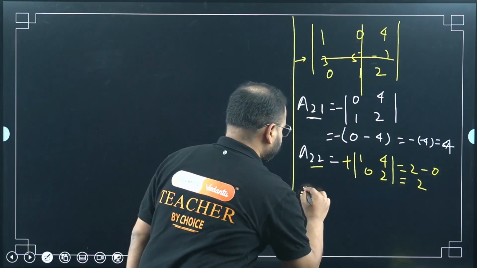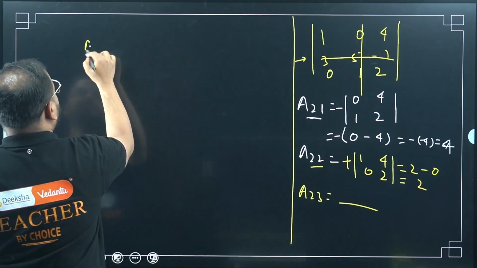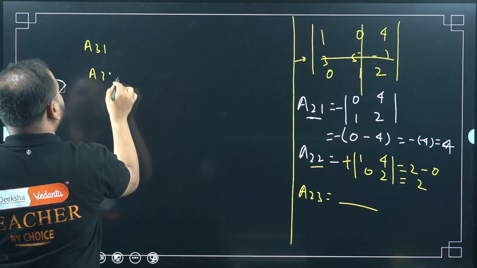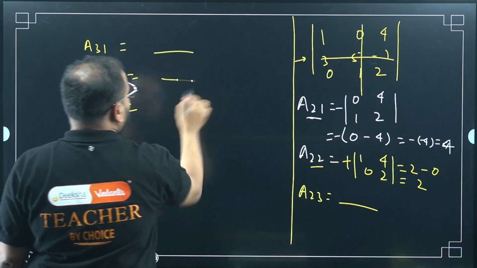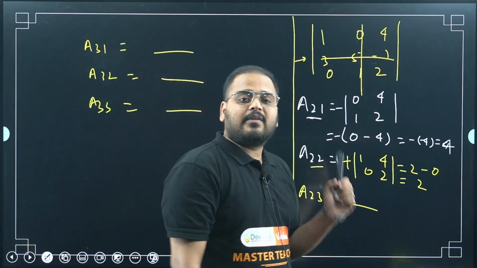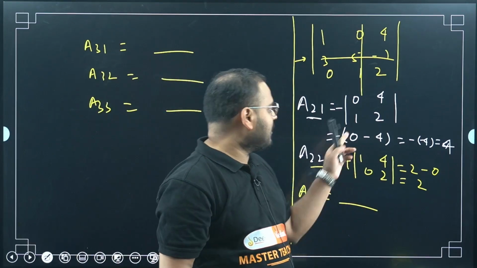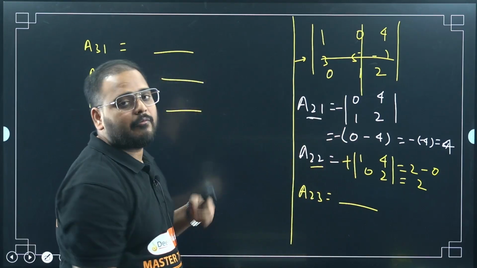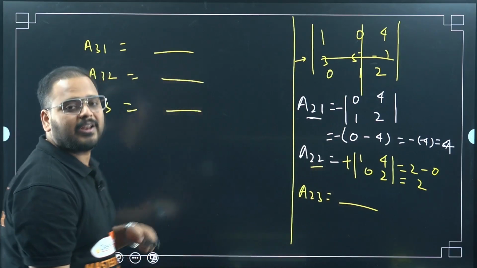Same way you can do for A23, and same way you can do for A31, A32, A33. Please solve these. Same method: wherever that element is present, cancel that row and column, take the matrix accordingly and find the determinant with the sign. Whenever it's even, positive, otherwise negative. I hope you can get it, right?